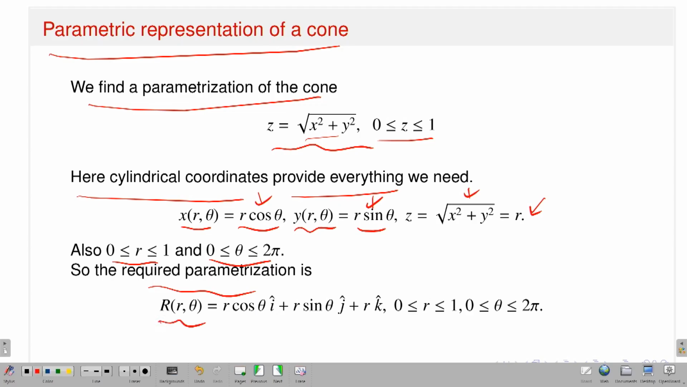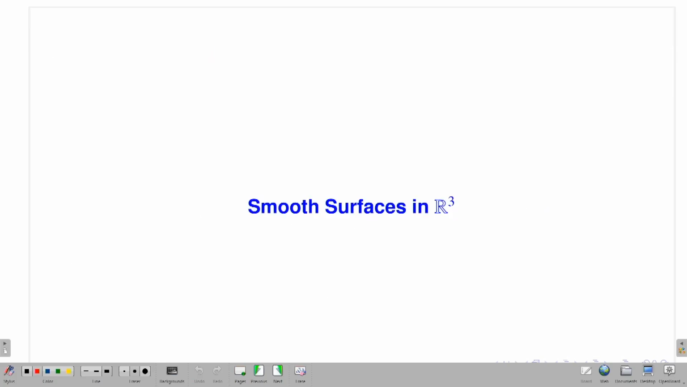So the parametrization capital R acting on small r and small theta is r cosine theta i cap plus r sine theta j cap plus r times k cap, where r runs from 0 to 1 and theta runs from 0 to 2 pi. So if we know the cylindrical coordinate system, that means if I know the relations between Cartesian x, y, z and the functions of r and theta, where r runs from 0 to 1 and theta runs from 0 to 2 pi, that will induce the parametric representation of my cone, which is nothing but this one. So given a spherical coordinate system, it will give you a parametric representation, and given cylindrical coordinates, it will give you a parametric representation of your cone.